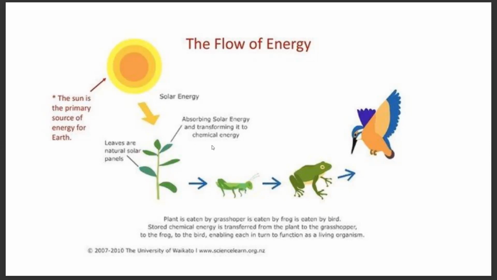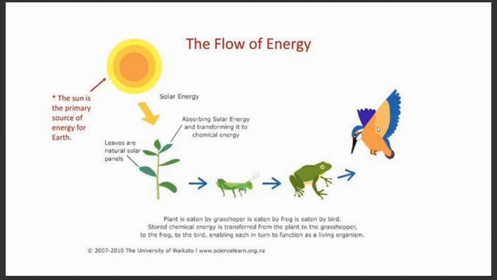So there is a flow of energy from the sun to the plant, to the grasshopper, to the frog, and at last to the bird, right? There's a flow of energy. This is a linear sequence. So these organisms are the trophic levels of this food chain. What is a trophic level? That feeding group we call a trophic level.